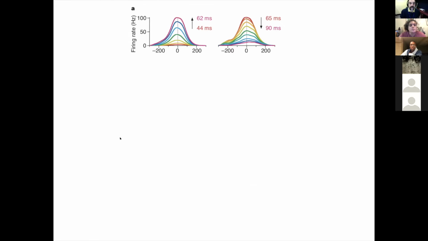Here is another way of plotting the same data, which is quite fascinating. So imagine now we are looking at the population activity of these ganglion cells on the retina. Your x-axis is position on the retina. 0 is the center of the receptive field, and negative and positive correspond to the other spots on the retina that are on the path of the moving bar, right?